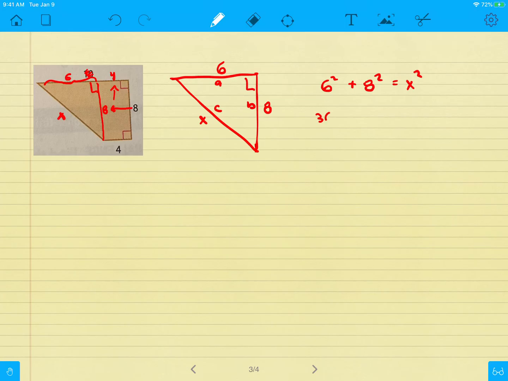This ends up being 36 plus 64. If I add these two together, I get an exact 100. And I take the square root of it. The square root of 100 actually is a nice clean 10. 10 times 10 is 100. All right, I know that's weird. It's just one of those things that I threw out there to see if you can pay attention to all the different things we've done previously.